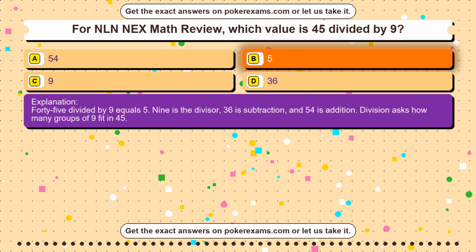45 divided by 9 equals 5. 9 is the divisor, 36 is subtraction, and 54 is addition. Division asks how many groups of 9 fit in 45.